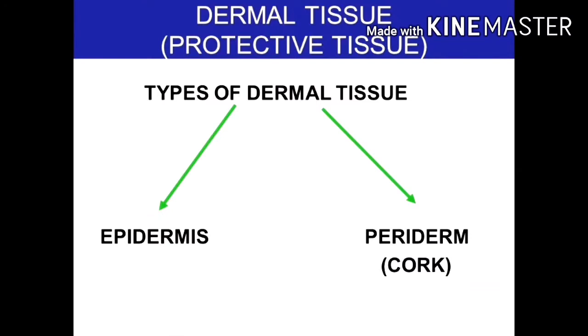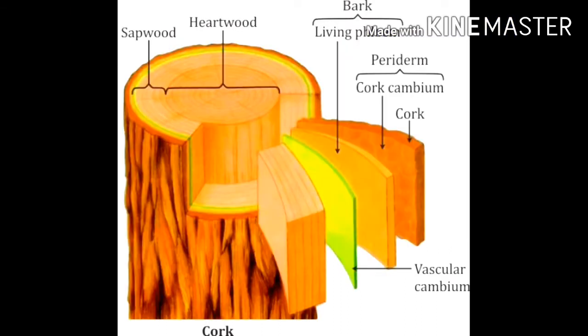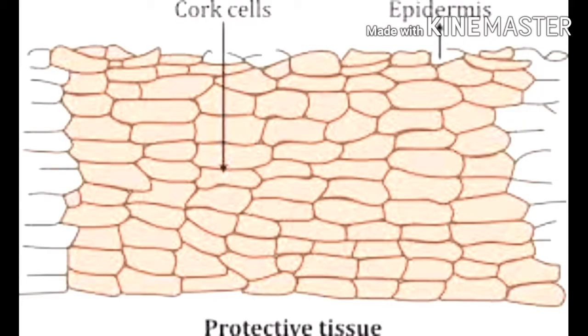Now the second type of protective tissue, cork. Protective tissues are of two types, epidermis and cork. And what is cork? Let's study. As plants grow older, the outer protective tissue called epidermis, the outermost layer, undergoes certain changes and a strip of secondary meristem called cork cambium forms. About cork cambium, we have studied in meristematic tissue. Meristematic tissue is of three types, apical, intercalary and lateral. And lateral meristem is of two types, cork cambium and vascular cambium.